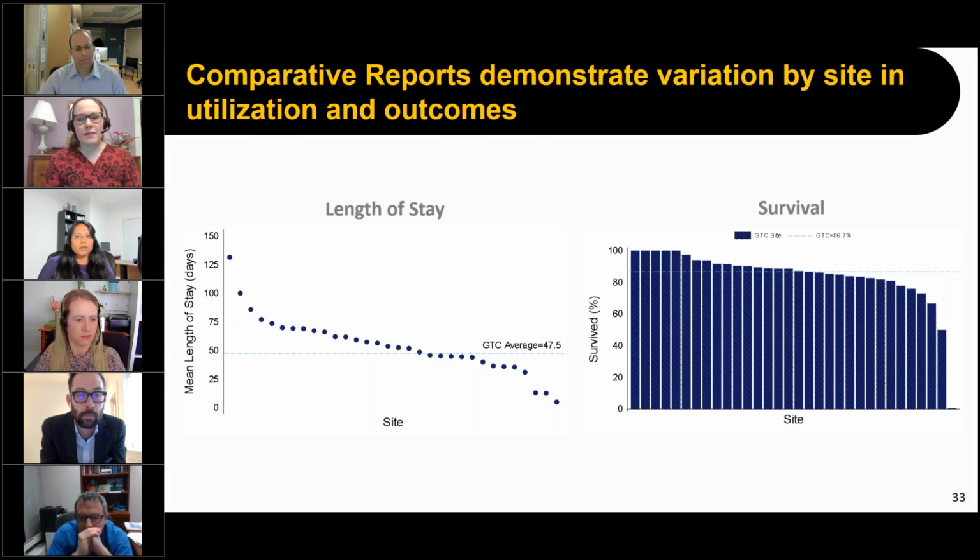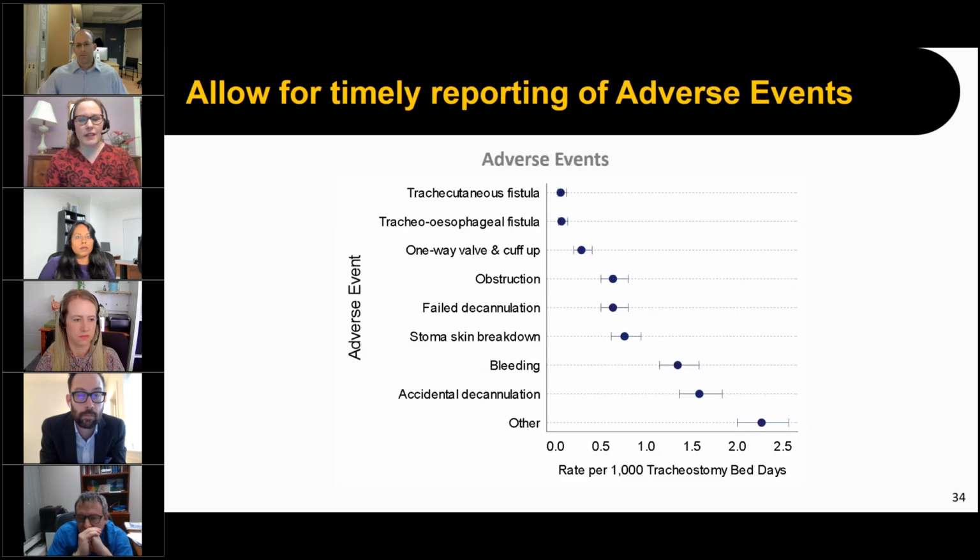The comparative reports have highlighted large site variation across a number of metrics, including length of stay, trach days, survival, and adverse events. These findings could be used to recognize sites who are excelling in a given metric and maybe dive deeper to see if there are opportunities for sharing knowledge with the wider GTC community. Perhaps they've adopted a new placement technique that reduced bleeding or created a new patient education program that reduced rates of accidental decannulation. These hypothetical examples demonstrate the enormous value in regular data collection, allowing sites to learn from one another.